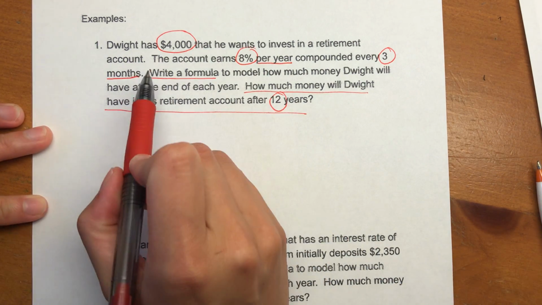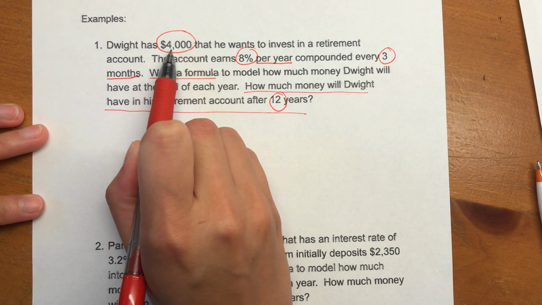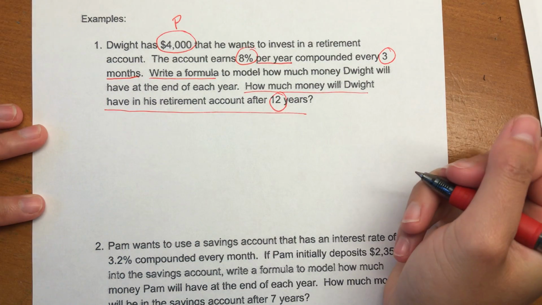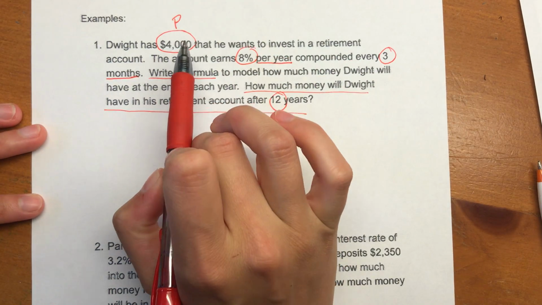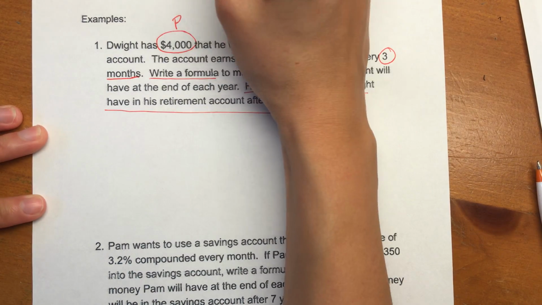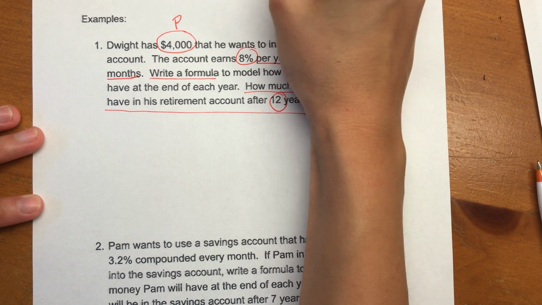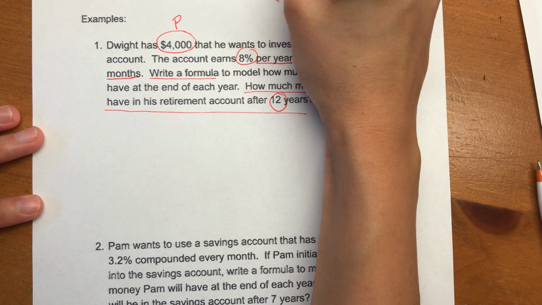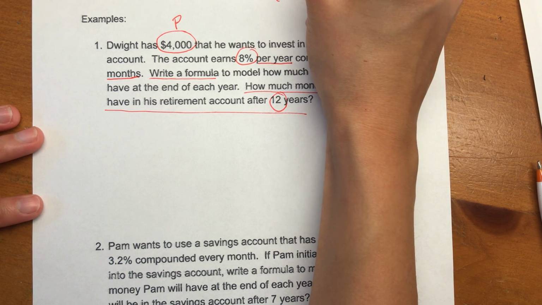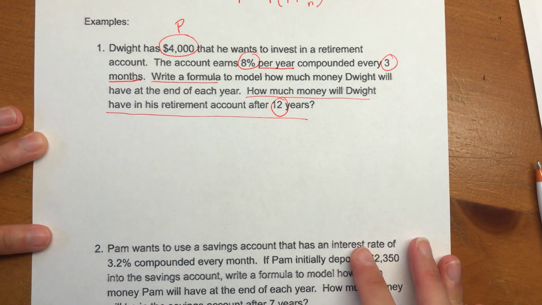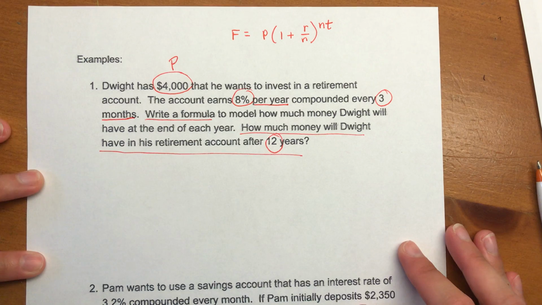So we know then that if we have $4,000 initially, that's going to be my P value, right? Because my initial value is P. And let's recall my formula is F equals P times (1 plus R divided by N), all to the N times T.